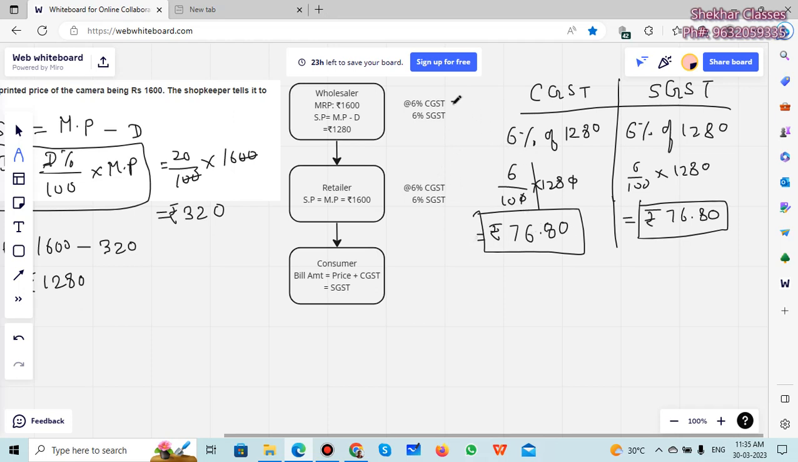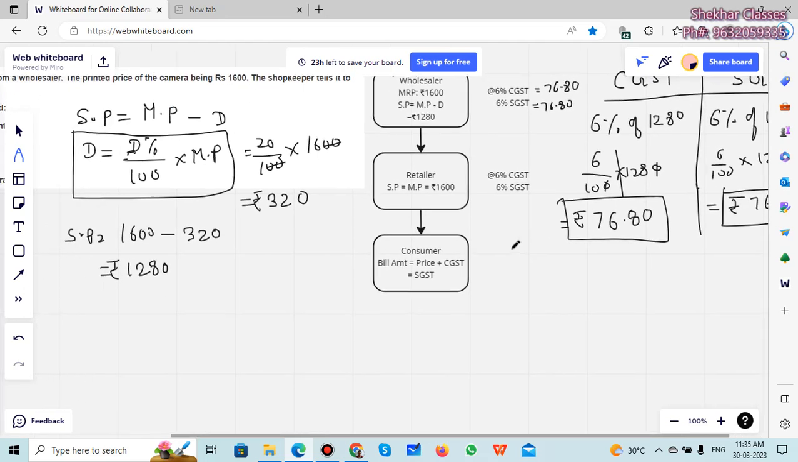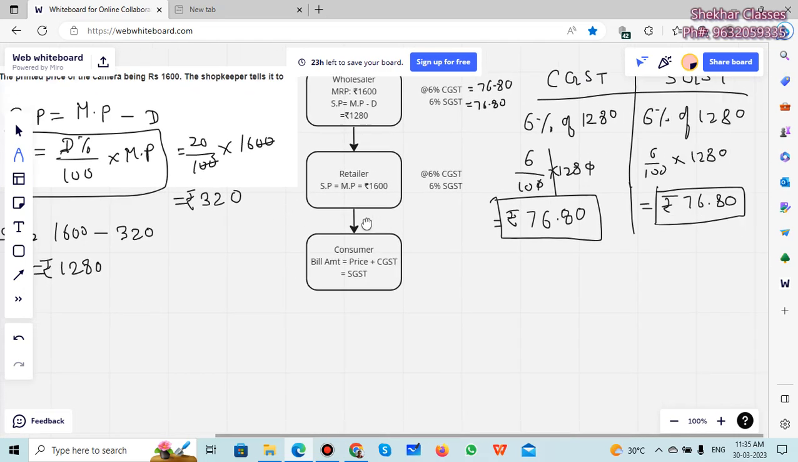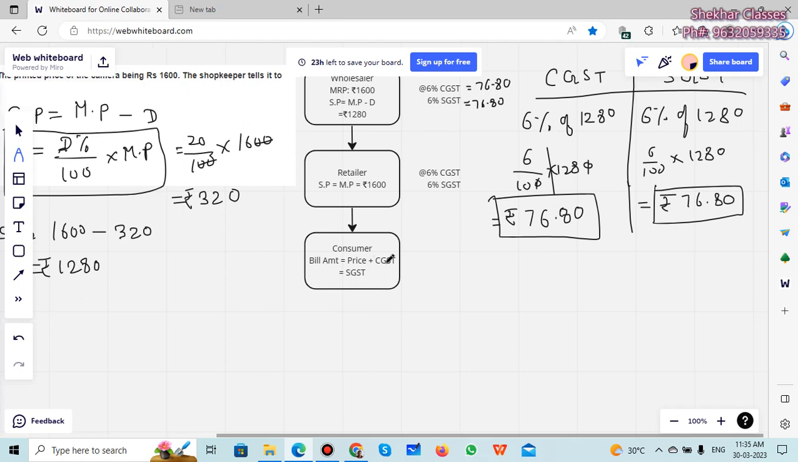So the manufacturer receives how much? I can write it as 76.80, and this is also 76.80. He has received it, the wholesaler, from the retailer. He will submit it to the government there. Now the question here: how much is the tax collected from the consumer?